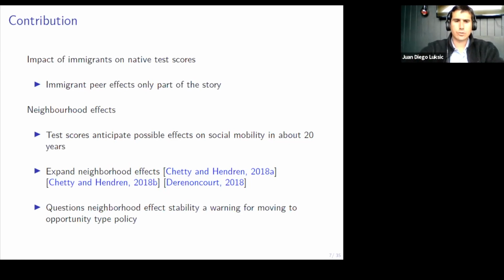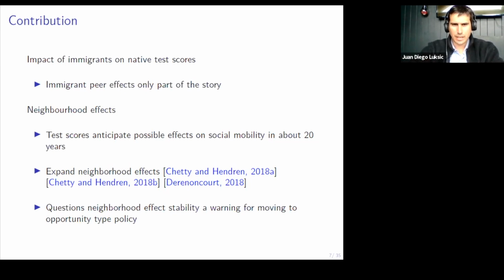And I also expand the neighborhood effects methodology in a different context, so Chile instead of the US, and look at a different outcome, that is test score instead of income. And finally, my findings, the fact that once immigrants are moving in the neighborhood opportunity decreases, question the neighborhood effect stability, and it's a warning for moving to opportunity type of policy.